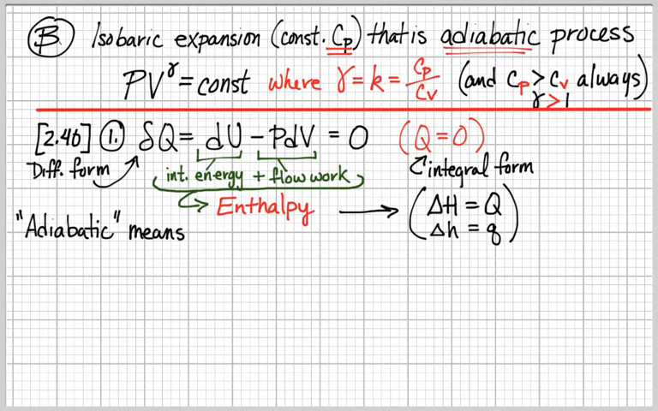Now, when I say adiabatic, I'm just reminding everyone that adiabatic means that heat is 0, or the transfer of energy as heat across the boundary is going to be 0. There will be no energy transferred across the boundary as heat.